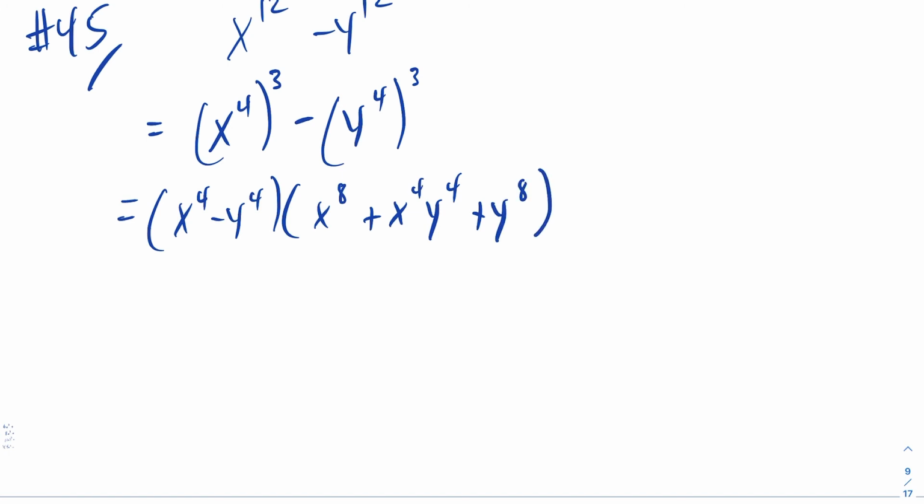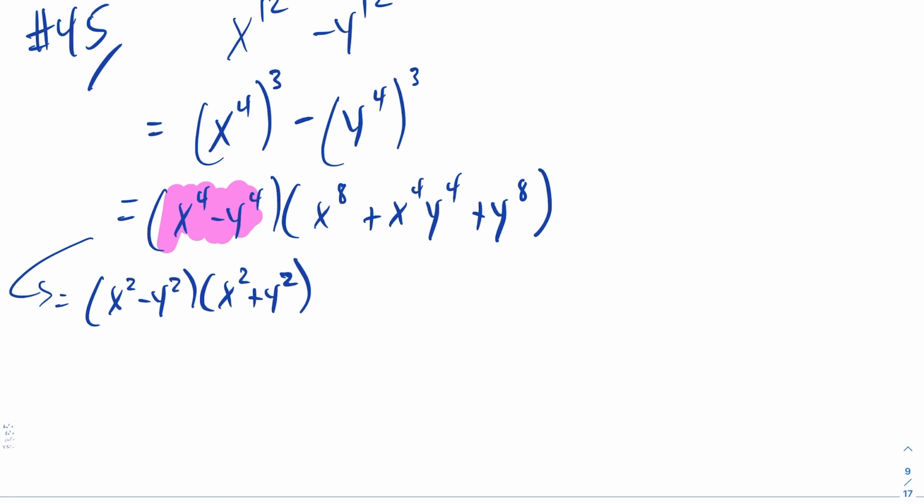Now here you'll notice I have a difference of squares. So I could rewrite this as x squared minus y squared times x squared plus y squared. Now with this one here, you can approach this as an incomplete square, and that's something I've talked about in a previous video. How incomplete square works is it would be nice if x to the 8th plus x to the 4th y to the 4th plus y to the 8th was actually equal to this, but it's not.